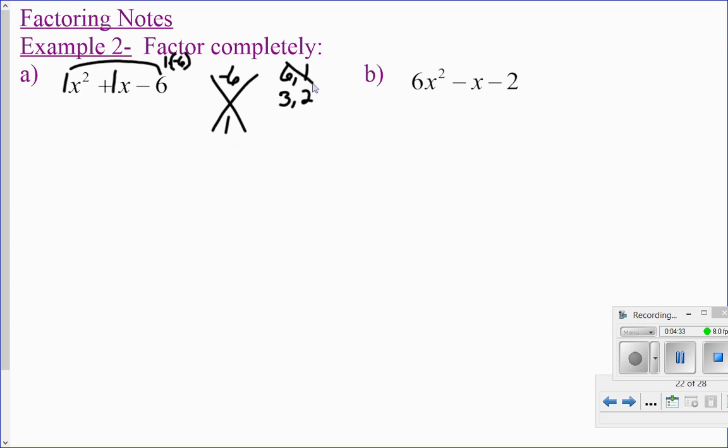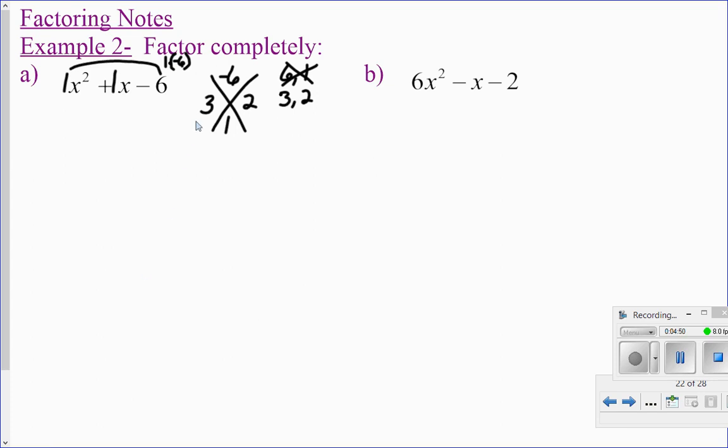I can see 6 and 1 is not going to do it for me. 3 and 2 are 1 away from each other. So 3 and 2 are my 2 numbers. Now I'm going to worry about the sign though, and it is a -6, which means to get a product of -6, one of these 2 numbers is going to have to be negative.